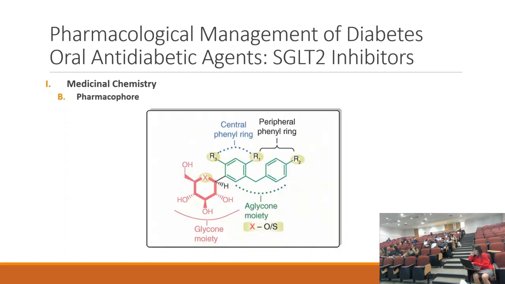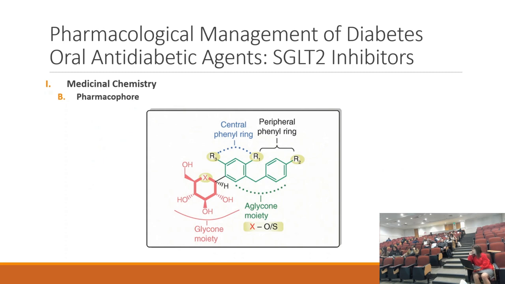Okay, the part of the molecule that binds to our target protein, which is the SGLT2 protein, is the glycone moiety right here. Okay? This mimics glucose, which is one of the molecules that actually binds to the SGLT2 protein. So, again, that's the part of the drug molecule that will bind in place of glucose. And I'll show you the mechanism of the drug here in a second.